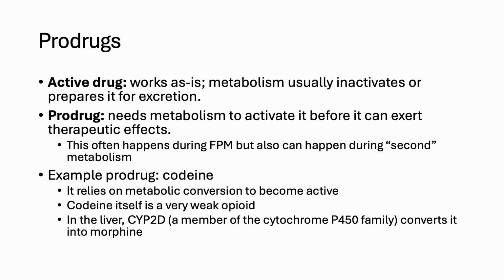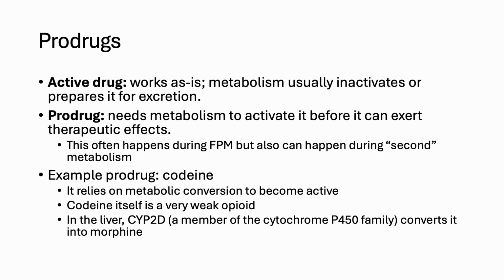Prodrugs. I mentioned that I was going to talk about prodrugs. So an active drug works as is. You take it, metabolism inactivates it, prepares it for excretion, keeps some of it the same so that it can work. That's an active drug. A prodrug you can never give intravenously, because a prodrug is a substance that you need first pass metabolism to activate it before it can exert any effect. Mostly it happens during first pass metabolism. And it can also happen during second metabolism, but most prodrugs are activated during first pass metabolism.